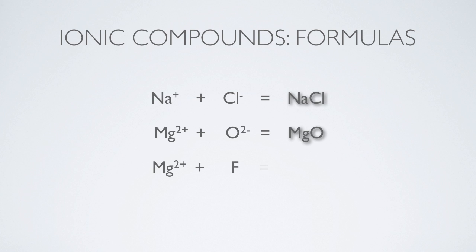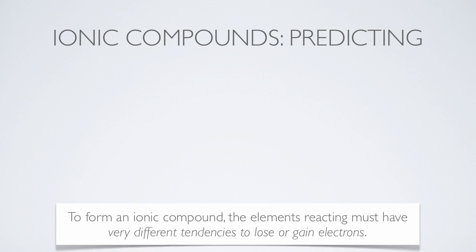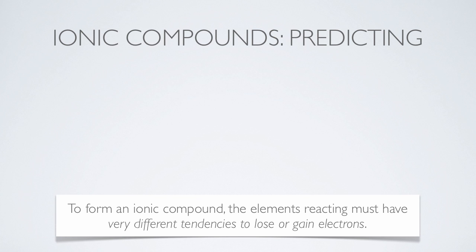Magnesium and fluorine, though, don't form 1-to-1. Because while magnesium is a 2 plus cation, fluorine is a 1 minus anion, and therefore they form in a 1-to-2 ratio when they make an ionic compound. In order for 2 elements to form an ionic compound, they need to have very different tendencies to lose or gain electrons. The measure of this tendency to lose or gain an electron is an element's electronegativity.